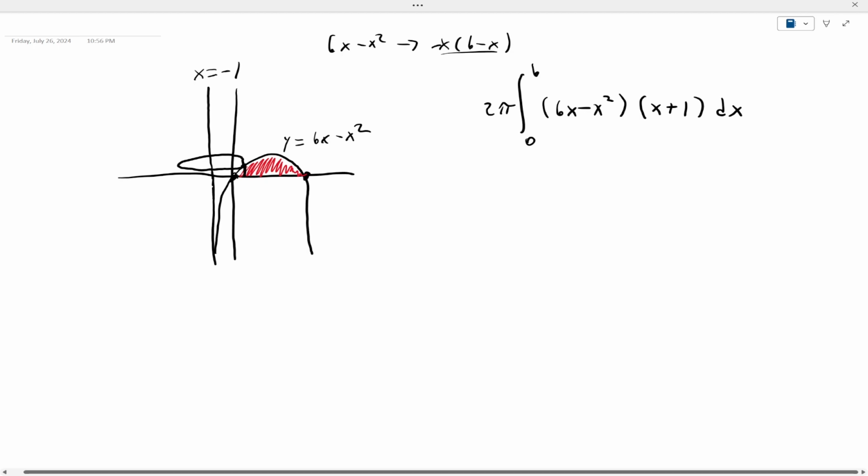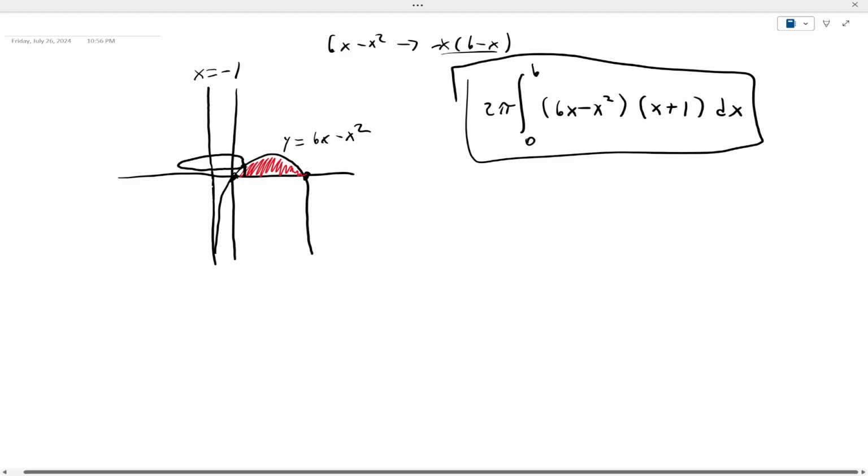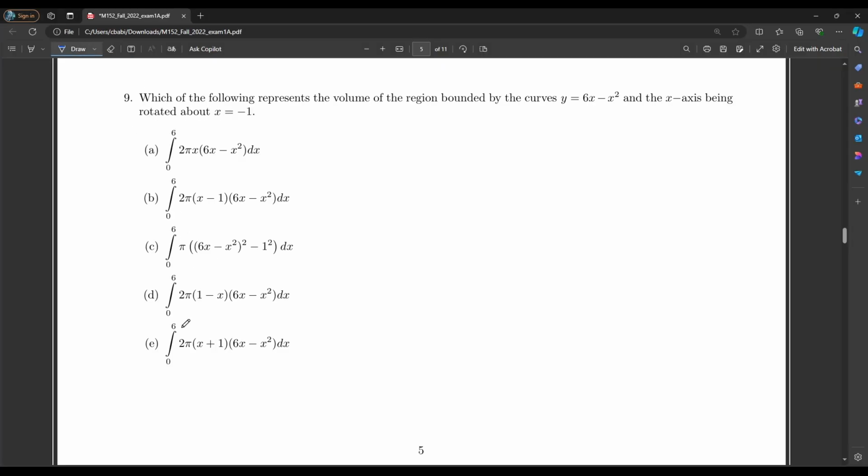And so this would be our answer, because we're rotating each little sliver of this area right here about a line 1 over. And so yeah, that would be our answer. And that answer would be E.